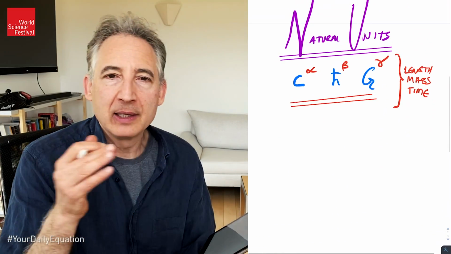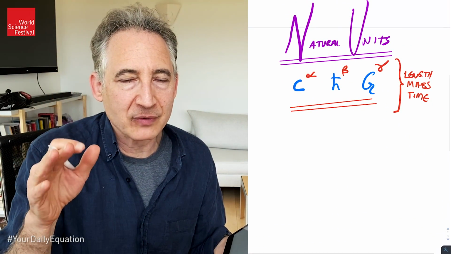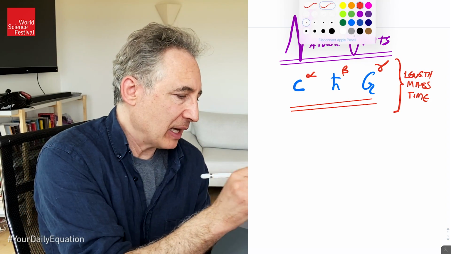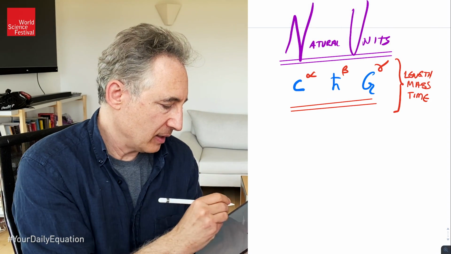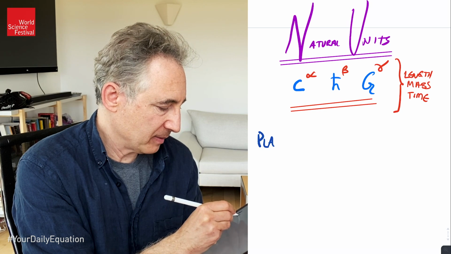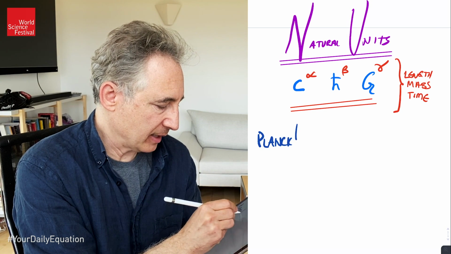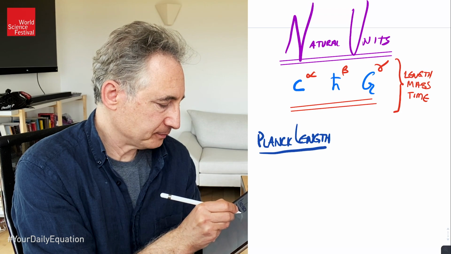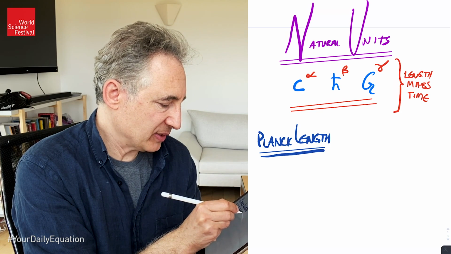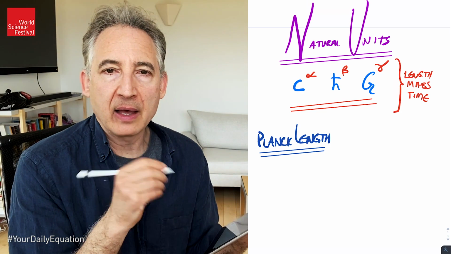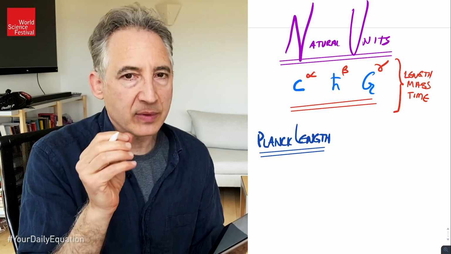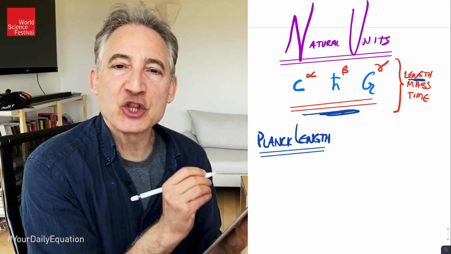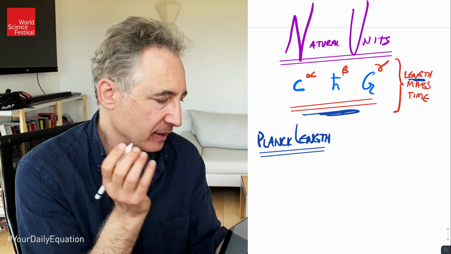If that sounds a little complicated or confusing, let me just do one example. You see how straightforward this is. So let's now derive the Planck length. How do we do that? We're simply going to choose alpha, beta, and gamma so that this particular combination has the units of a length. How do we do that?